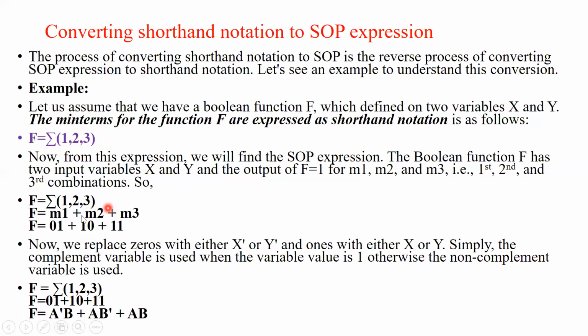From 1, 2, 3, I know it is m1, m2, m3. This first step is given to you. Summation stands for min term, so I use small m with subscripts 1, 2, 3. So f, and it is sum of product, so remember the sum: m1 plus m2 plus m3. Now m1 in decimal is 0, 1. 2 is 1, 0. 3 is 1, 1. So it is 0, 1 plus 1, 0 plus 1, 1.